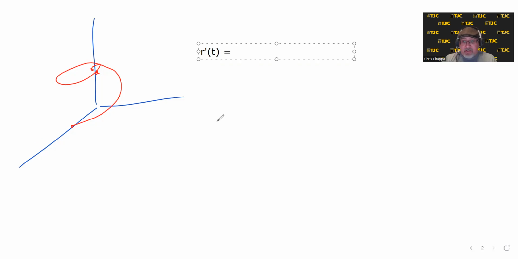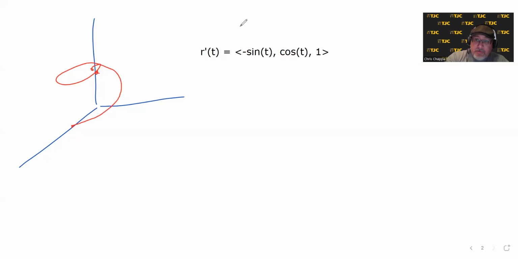Well, that's easy. We just take the derivative of the components. The original x component was cosine. Its derivative is negative sine of t. The original y component was sine. Its derivative is cosine. And the original z component was t, but its derivative is 1. And so now that we have the derivative, we need its magnitude, and we're going to integrate that.